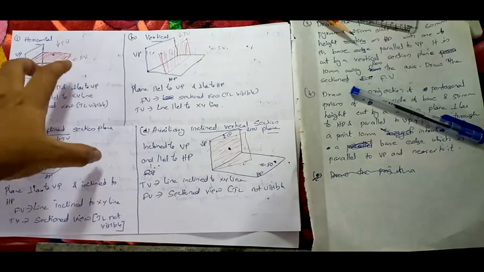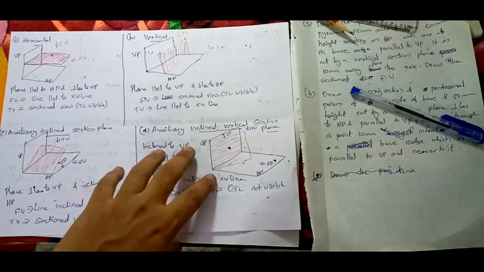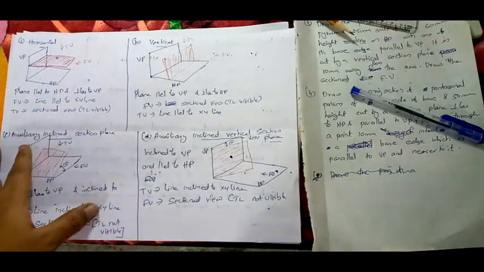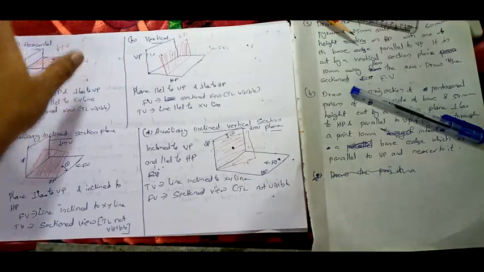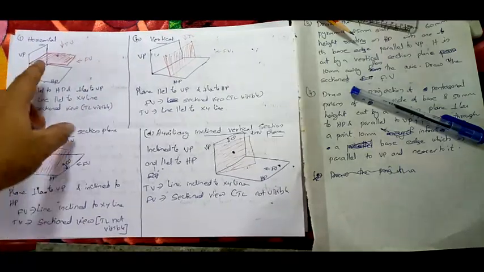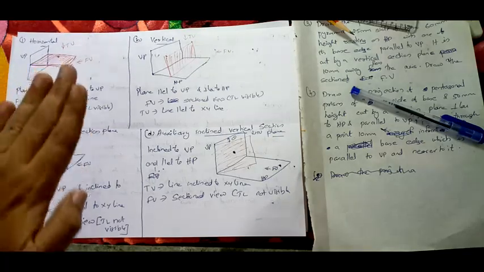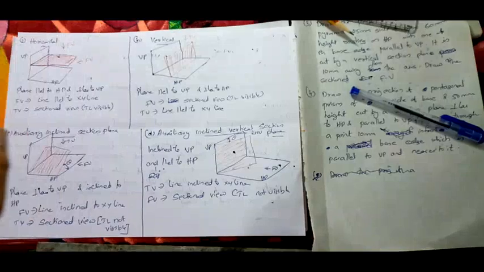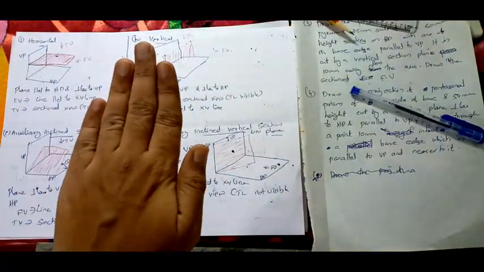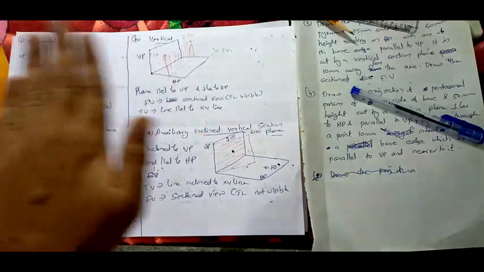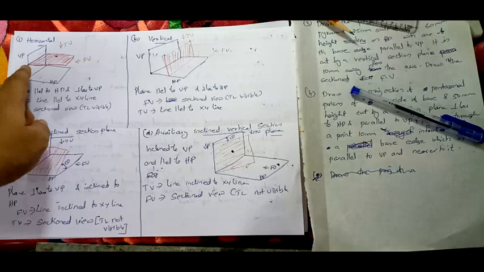One is horizontal, vertical, auxiliary inclined section plane, auxiliary inclined vertical section plane, and the final one is section plane parallel to profile plane. First we will see the horizontal section. Horizontal section means that the plane will be parallel to your horizontal plane and perpendicular to your vertical plane. So this is your HP, this is your VP.